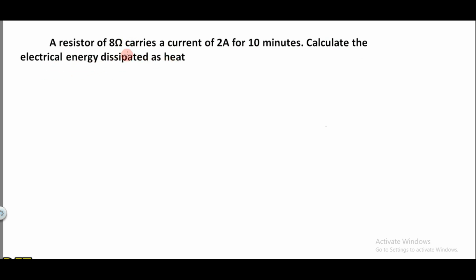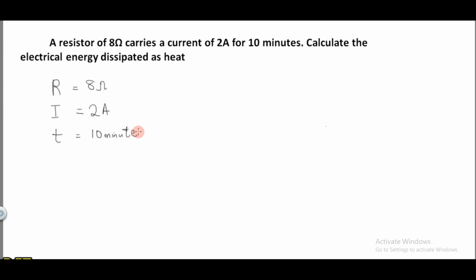So the first thing I would want to do here is to bring out the parameters in this question, right? So again, the question is a resistor of 8 ohms. So that tells me that the resistance is equal to what? 8 ohms, right? A resistor of 8 ohms carries a current of 2 ampere. So the current I is equal to what? 2 ampere. Carries a current of 2 ampere for 10 minutes. So the time is what? 10 minutes. And you should know that the SI unit for time is seconds and not minutes.